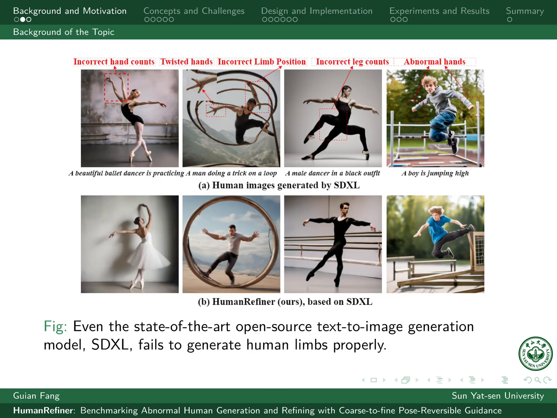First, please take a look at the two rows of images. The top four were generated by the state-of-the-art text-to-image model SDXL. As you can see, even with such a large parameter scale, errors occur in the positioning, number, and shape of limbs. The four images below showcase the results generated by my improved model, which I will now present.